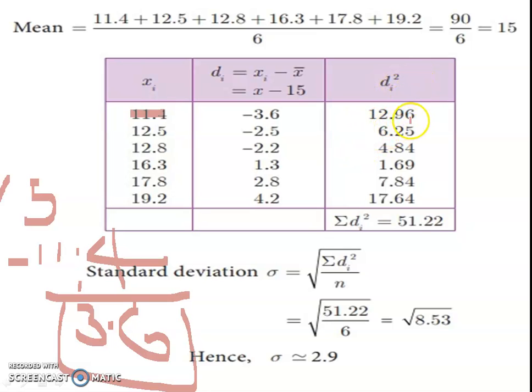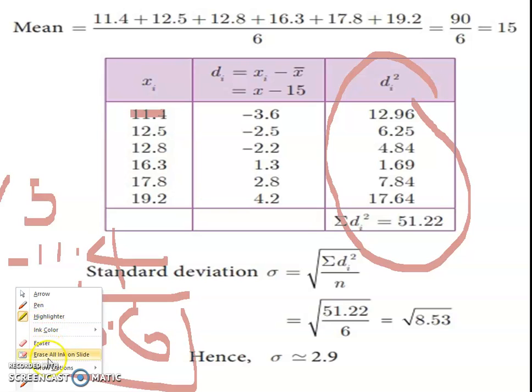D square: 3.6 whole bracket square is 12.96. 2.5 whole bracket square is 6.25. 2.2 whole bracket square is 4.84. 1.3 whole bracket square is 1.69. 2.8 whole bracket square is 7.84. 17.64 is derived from the 4.2 whole bracket square. We have to establish the total of all these.